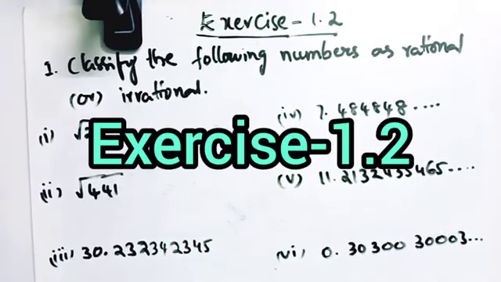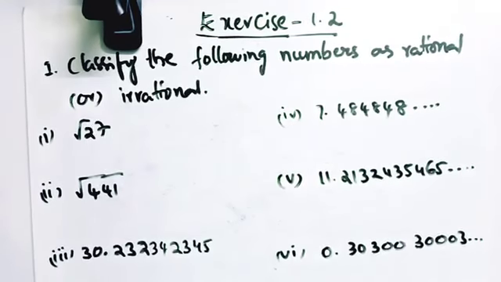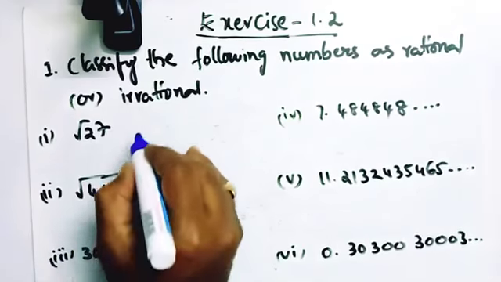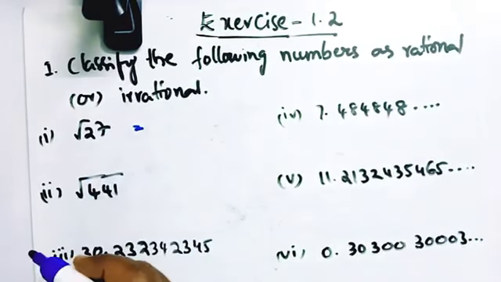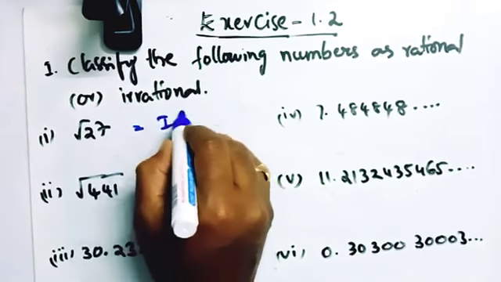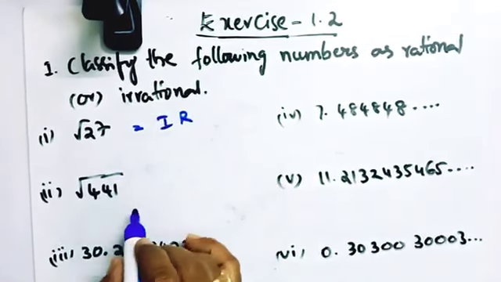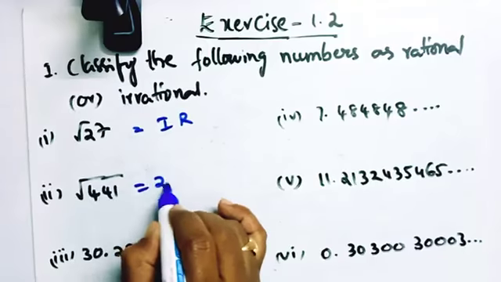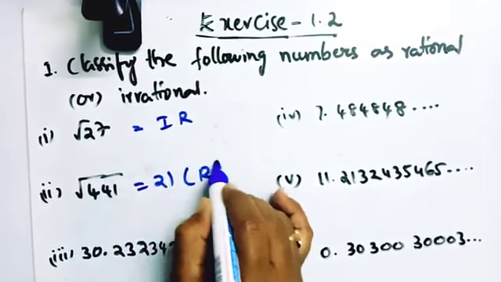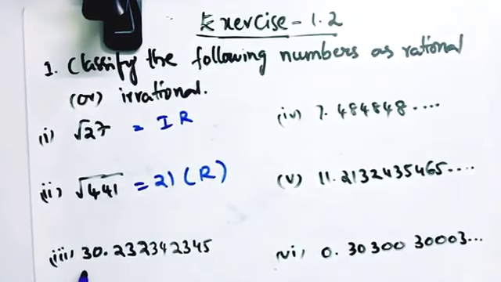Now I am explaining problems in exercise 1.2. The first question is to classify the following numbers as rational or irrational. So root 27. Root 27 is not a perfect square, so obviously it will become an irrational number. Square root of 441, we are getting 21 as the answer, so it is a rational number. Next, the third one is 30.23234234. Different digits are there in the decimal part, so it is an irrational number.